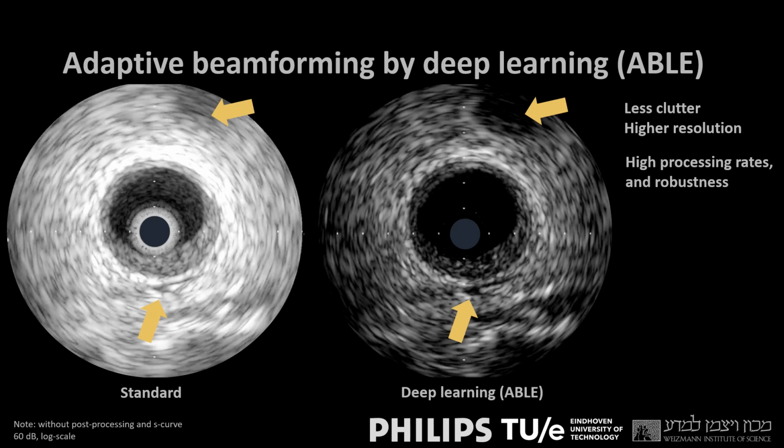And we see the plaque, this is an intravascular ultrasound image, with higher fidelity, sharper peaks, and the calcifications, for instance, are more clearly visible. So this is less clutter, higher resolution at high processing rates, real time, and high robustness.